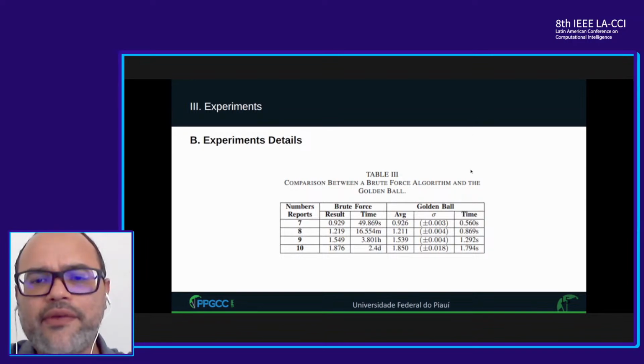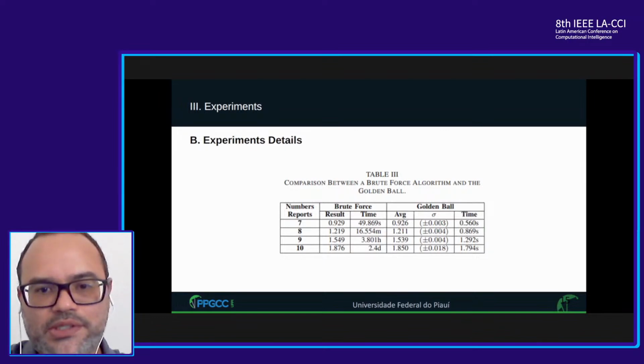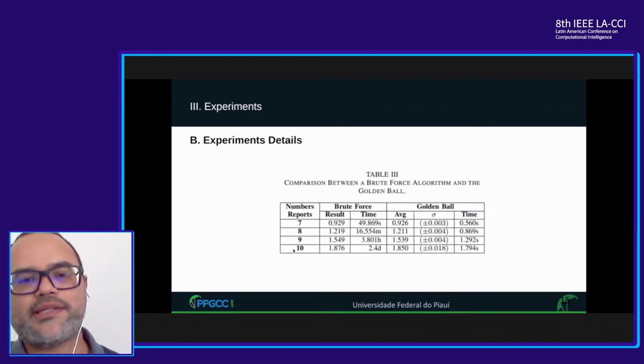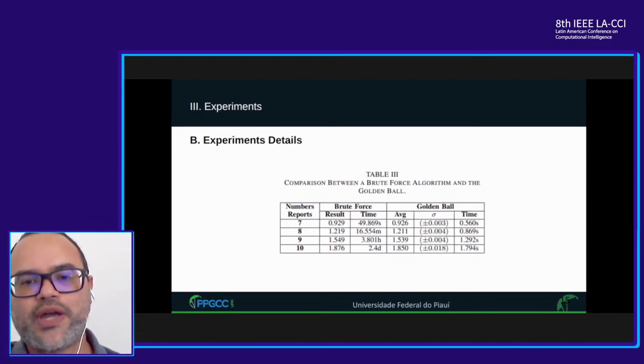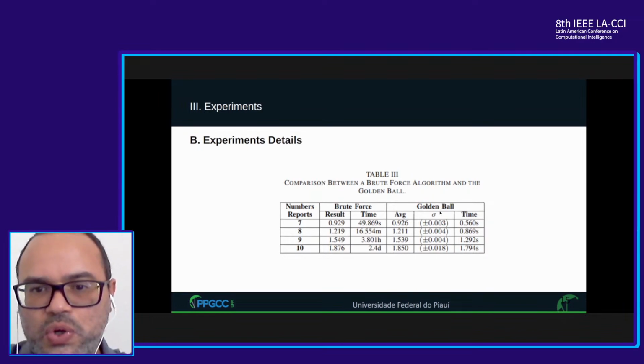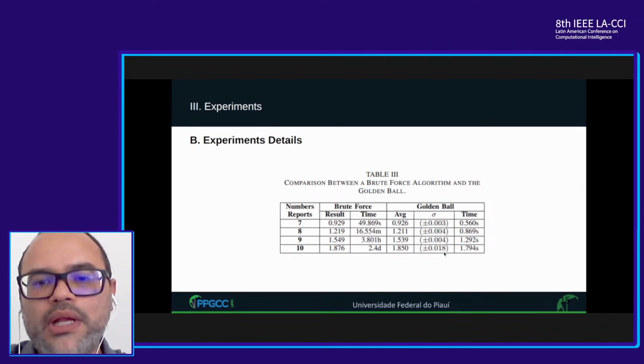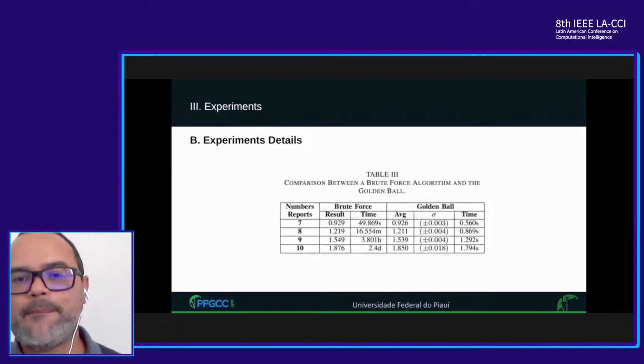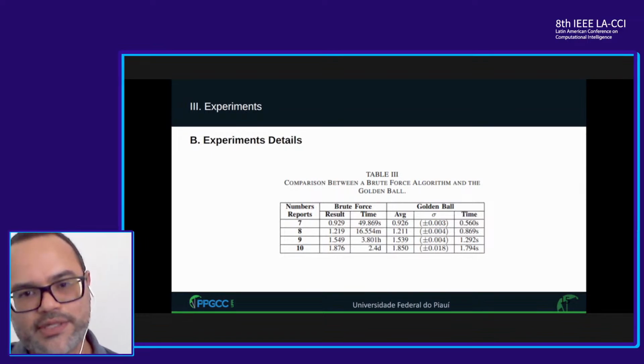Comparing with Godeball, we can see that the average of the results is very close to the one found by the brute force, and the time is still in seconds. When we're talking about 10 reporters, the brute force takes 2 days to have the answer. I also want to show that the standard deviation is so small, which means that the difference between the big and the smaller values is small. So comparing Godeball and brute force, we can see that Godeball has got values close to the brute force.